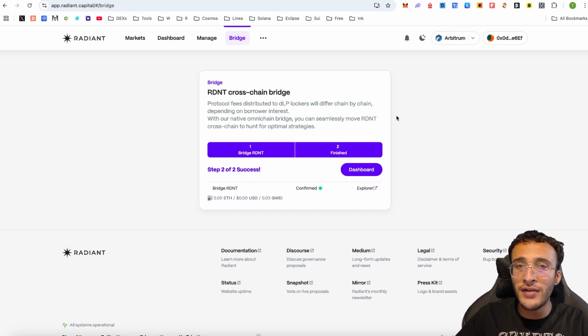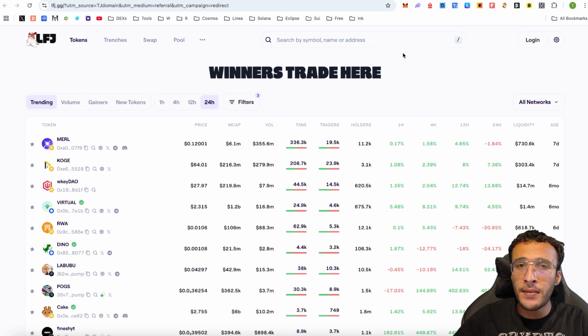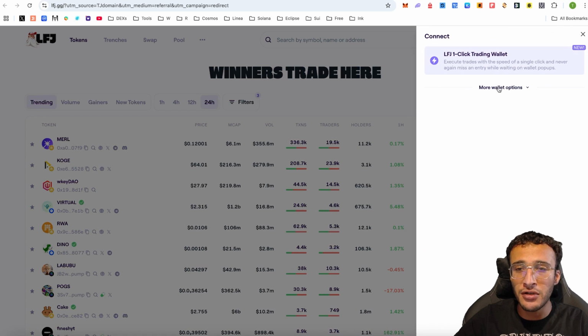Next up, guys, we are moving on to the next protocol, which is LFJ. And LFJ is the most popular decentralized exchange on the Avalanche network. For those who don't know what LFJ is, it is completely rebranded from Trader Joe. However, guys, in order to qualify for the LayerZero airdrop, we're not going to provide you with a full LFJ tutorial, but you want to get yourselves logged in.